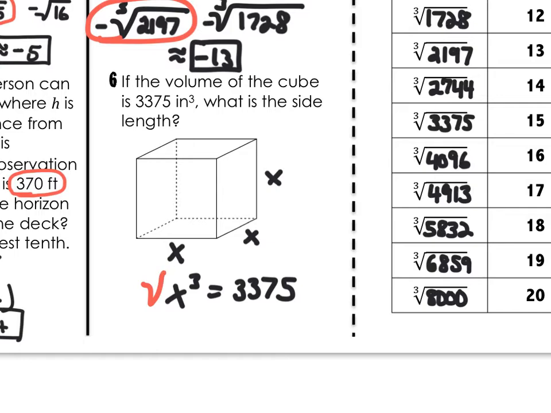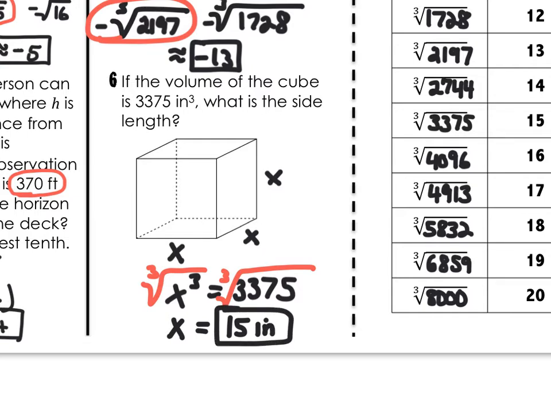So we write it like this. We do a little square root, but with a little 3 on there. So the cube root of x to the 3rd power is x. And then the cube root of 3,375 is 15. And then we label it inches. And that's all for your notes.